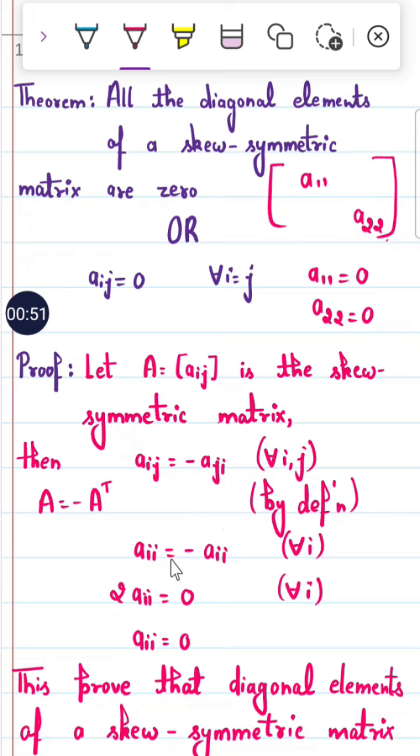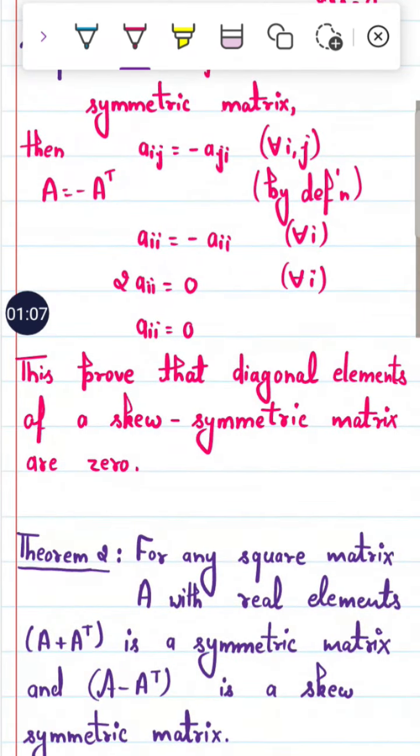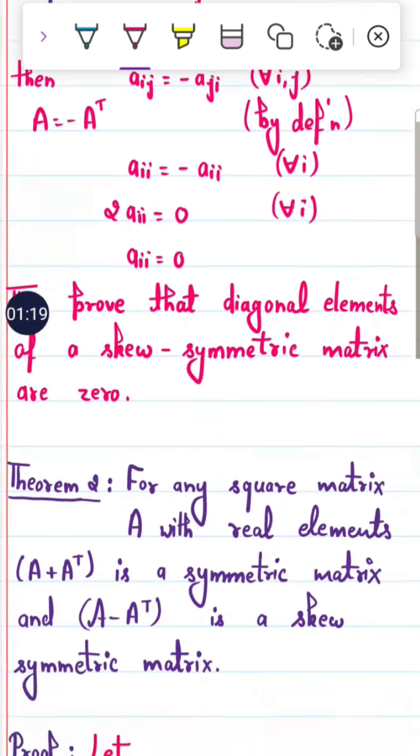Now by definition, aii is equal to minus aii, right? When we take j equals i, it becomes aii equals minus aii. So we get 2 aii equals 0, and aii equals 0. This proves that the diagonal elements of a skew symmetric matrix are 0. This only applies to skew symmetric matrices.